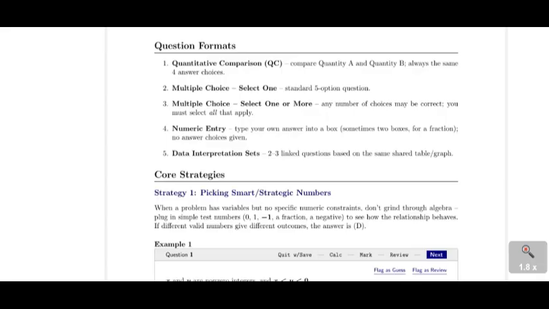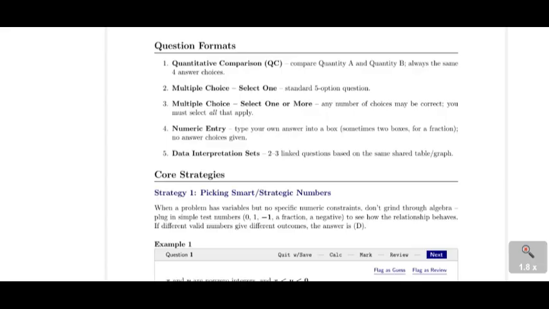Then we have multiple choice questions where you select one answer from the standard 5 options. Then we have the multi-choice, where you select one or more answers. Those come with boxes that you tick for all the correct answers you think apply. Then the numeric entry. Here, a box is provided, you solve and then put your answer inside. Then we have data interpretation sets, where 2 or 3 linked questions are based on the same shared table or graph, and you use that to answer the problems.